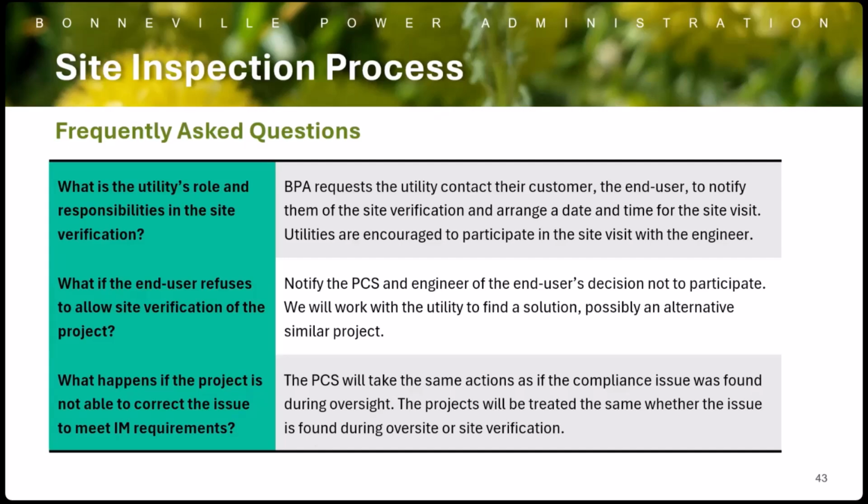What if the project is unable to complete or correct the issue, if an issue is found? Then it gets treated the same as oversight. Just like if the PCS finds an issue during oversight, they'll work with you to find a solution and resolve the issue. So if we do find an issue out there, yes, you can expect it to be treated just like finding an issue in oversight.